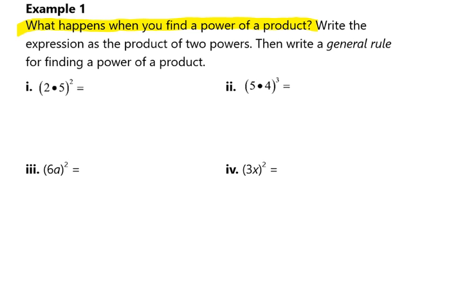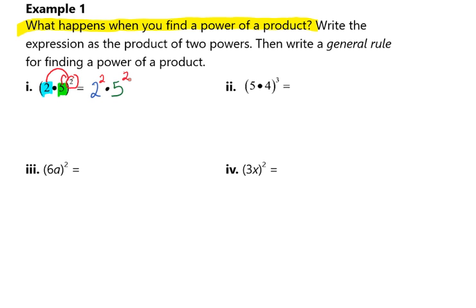Here we have 2 times 5 raised to the second power. In this instance, we notice that we have two different bases, a 2 and a 5, with one exponent, the 2. So what we're going to be doing is taking that exponent of 2 and distributing it to each base, again, our 2 and our 5, which is going to give us a 2 squared times a 5 squared.